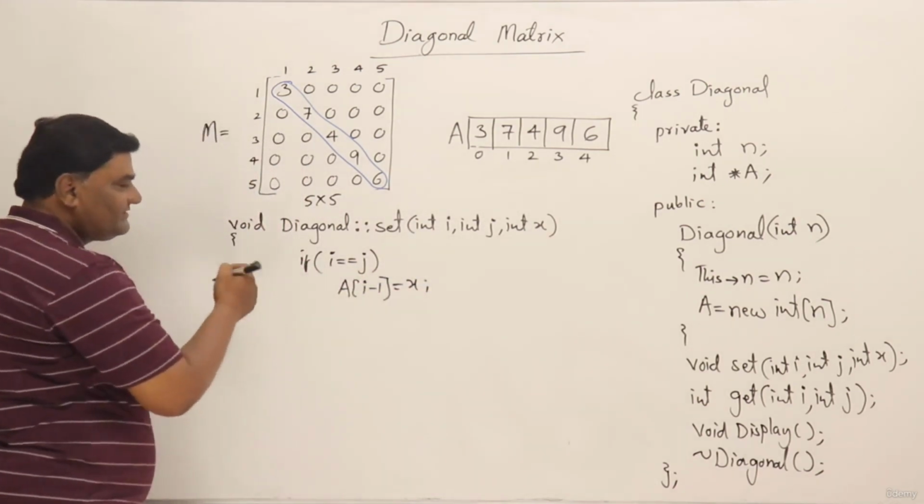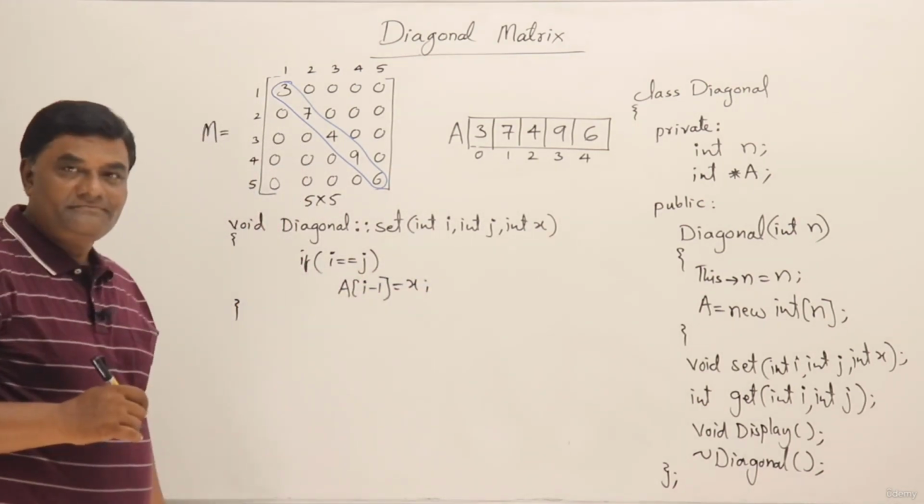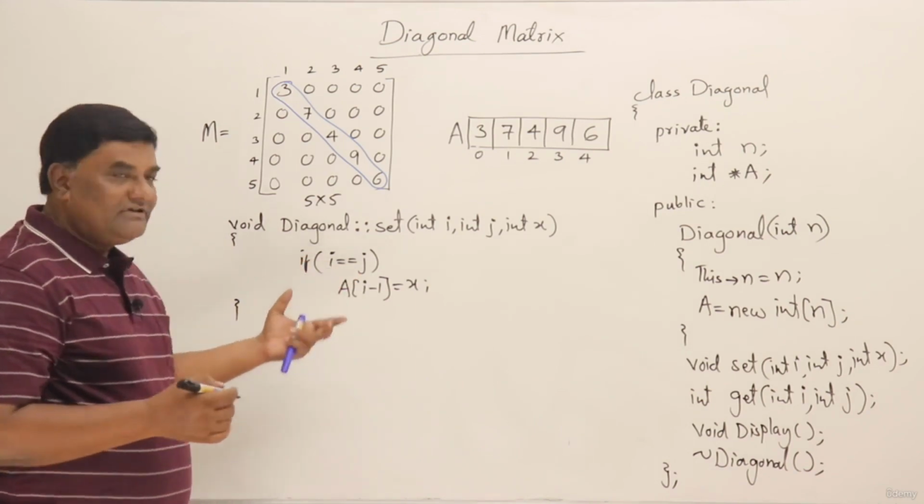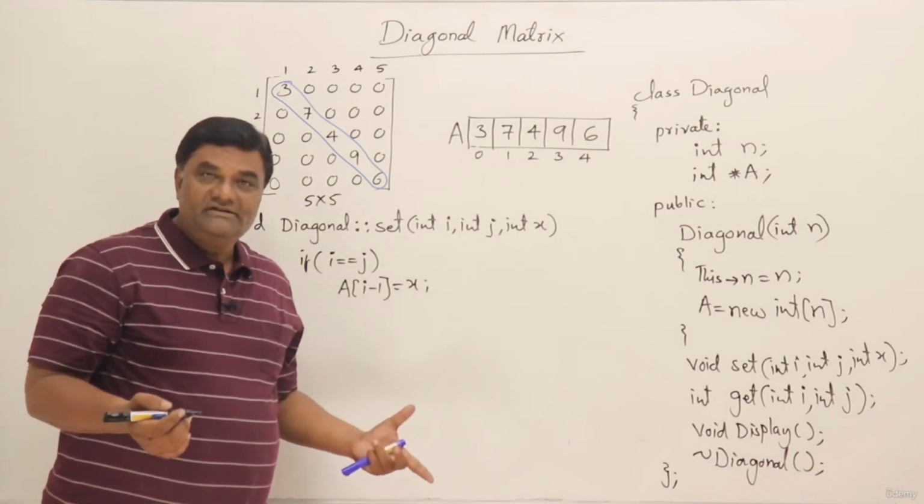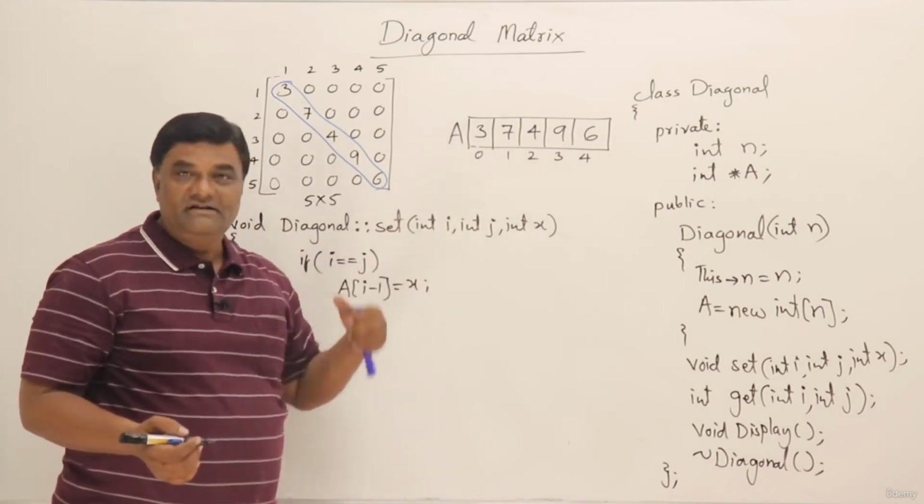That's all. This is the set function. If they are not equal, don't do anything, don't store anything. We don't have to store anything in the array.